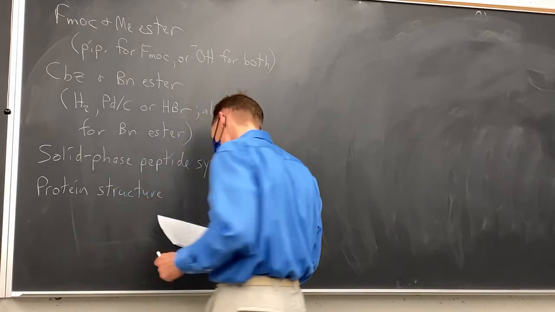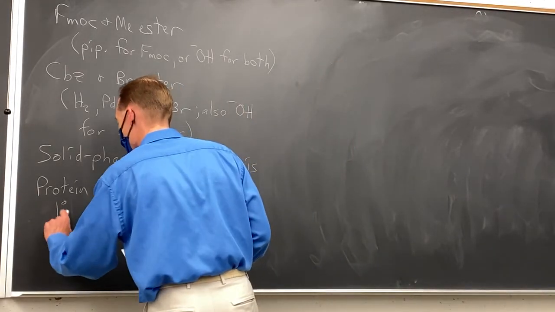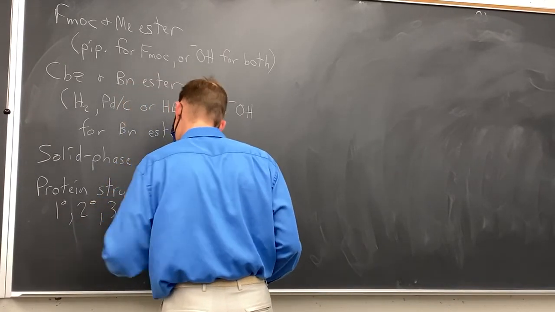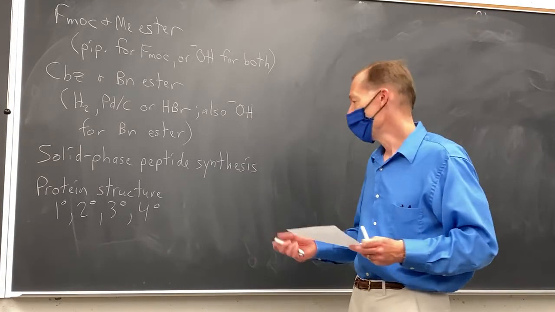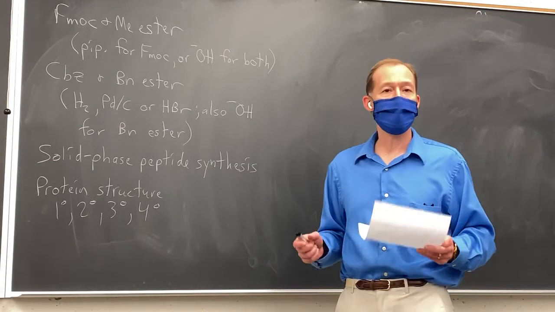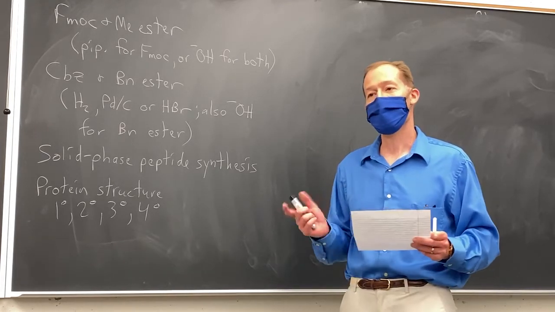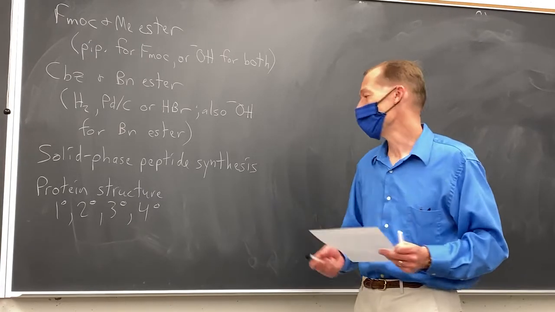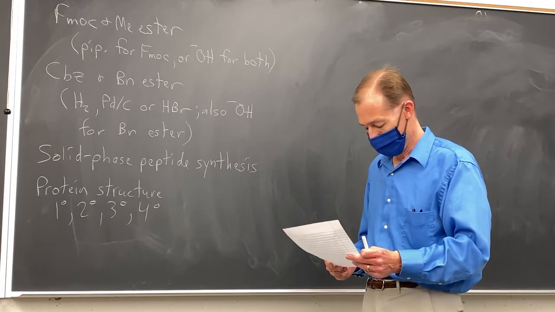All right, once we are done with peptide synthesis, we then went into protein structure. And in the area of protein structure, we had 4 categories: primary, secondary, tertiary, and quaternary. So you should be familiar with these. Our most important secondary structures are the alpha helix and the beta sheet. So you should be familiar with those. In general, the types of amino acids you would see or not see in those cases.